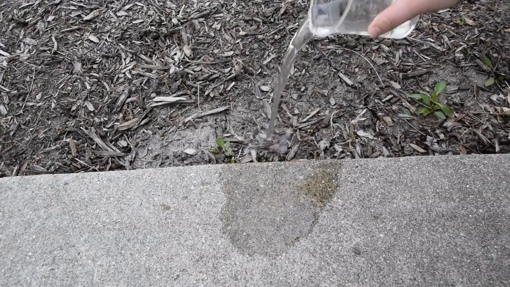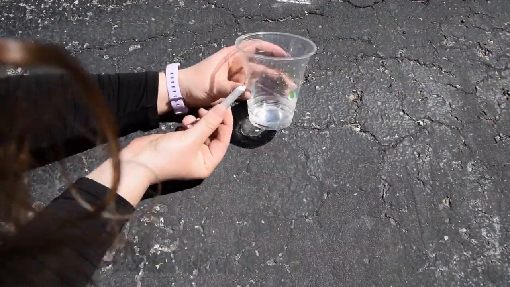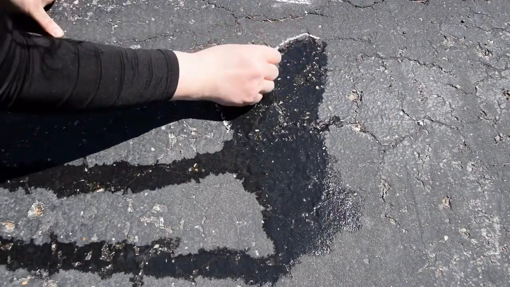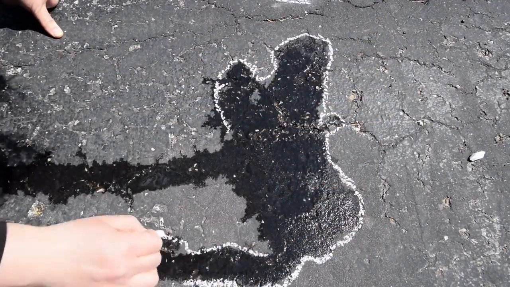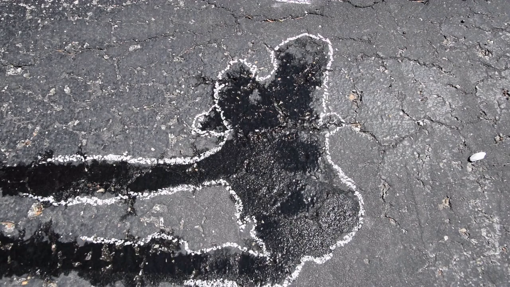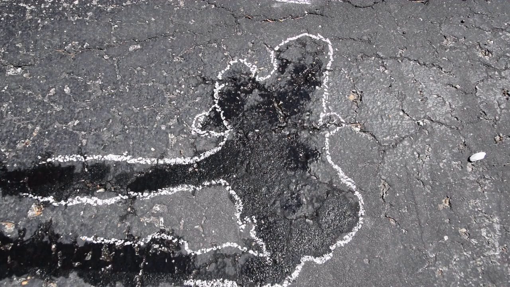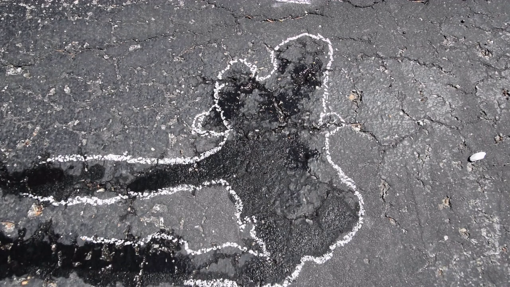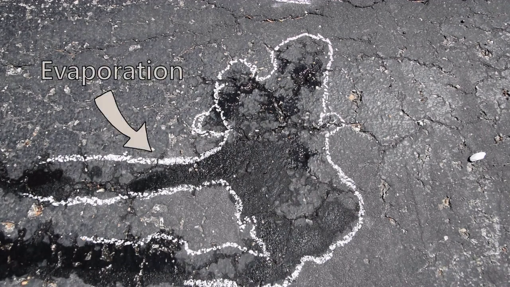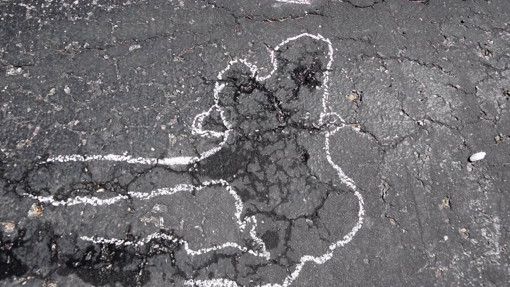So what do you think happens to the water that doesn't infiltrate the soil? For this experiment, all you need is some chalk and a little bit of water. Pour the water onto the pavement and outline your puddle with chalk. A while later, your puddle should be smaller. Just look at your chalk outline for proof. That's what we call evaporation. Do you think the water evaporates faster from different spots? Try this experiment in sunnier or shadier locations to find out.